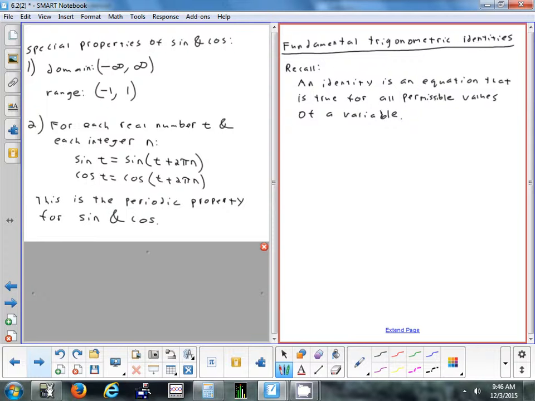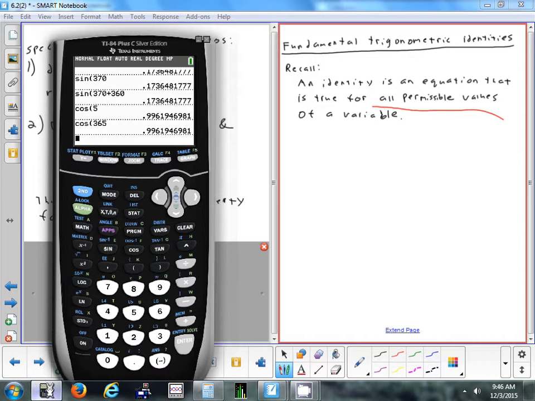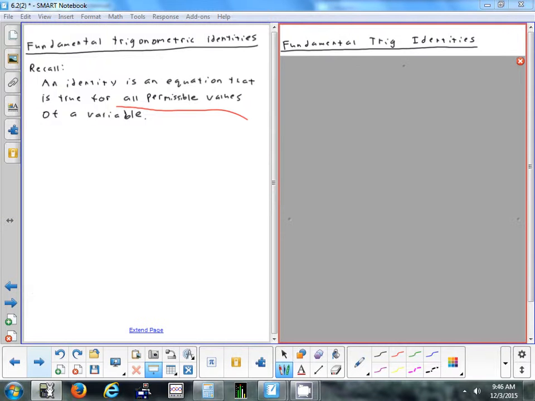Okay, so these are called identities because they always work. Doesn't matter what your angle is. They always work. Like this last problem, I did it with 10 degrees and 5. You could have named any angle you wanted, and I could have made it work. Doesn't matter what the angle is.